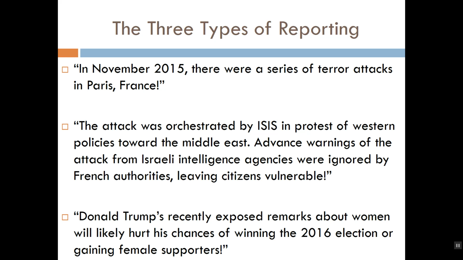So we have this tape, it's released, and it shows Donald Trump, then a presidential candidate, joking about sexually assaulting women. And the media made predictions about the consequences that this exposure would have for the 2016 election when everyone showed up to vote. So they said Donald Trump's recently exposed remarks about women will likely hurt his chances of winning the 2016 election or gaining female supporters. A lot of news stations went a step further, and they said that after this, Donald Trump's campaign was dead in the water. He could not win because he would not be able to get any women to vote for him. And it turns out that these predictions were incorrect.